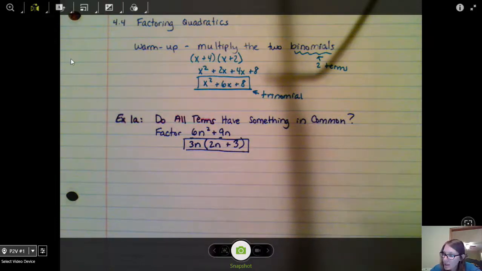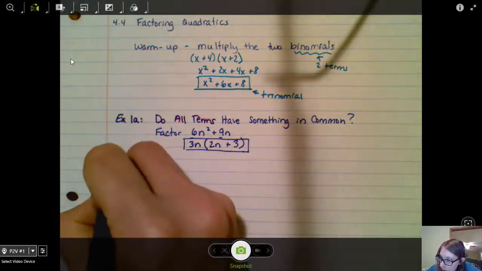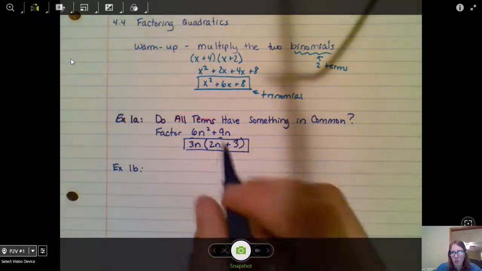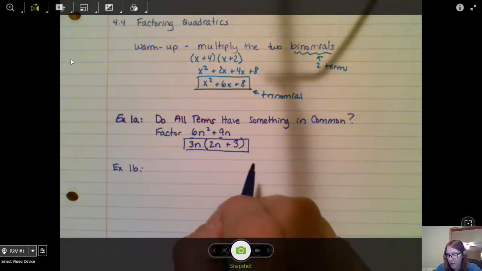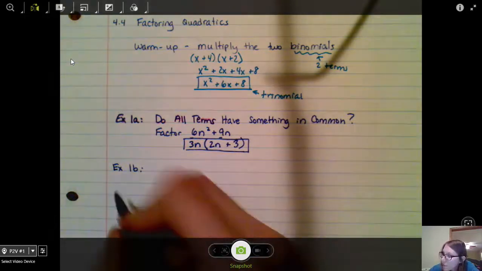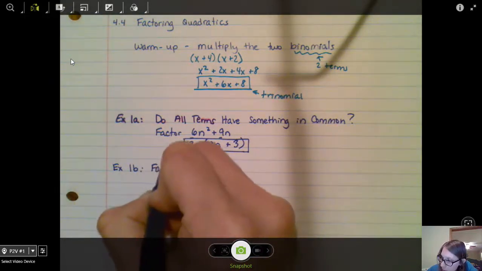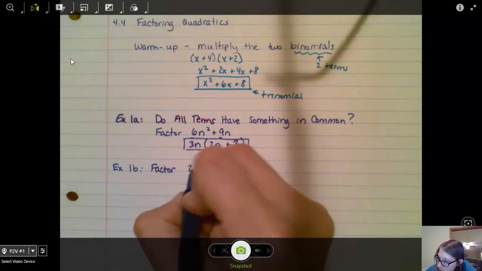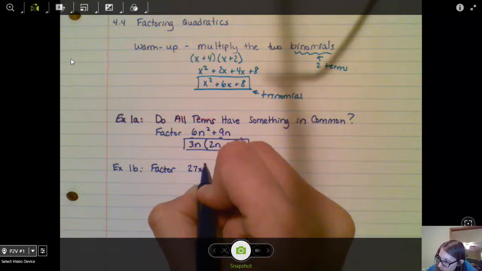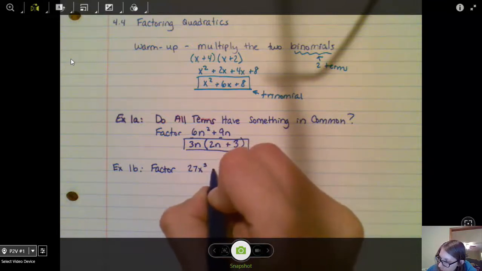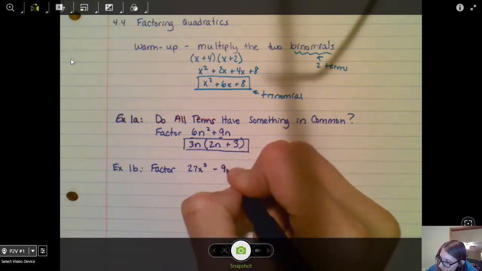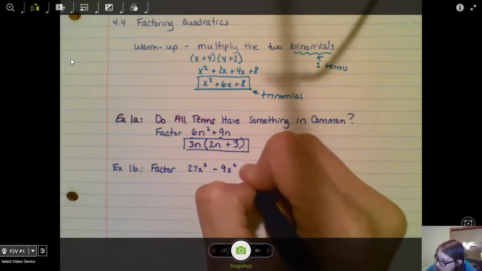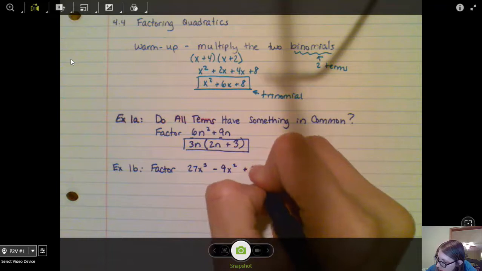And I'll just do a B example here too in the same video to go along with it. If you understood that 1A, you can stop this one and go on to the next one. But we'll factor another one here. Let's factor 27x to the third minus 9x squared plus 3x.